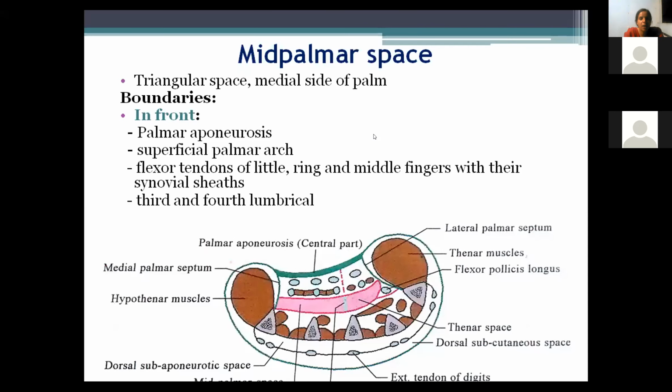We will also see the third and fourth lumbricals. The third and fourth lumbricals are also seen over this point. This is the third lumbrical and this is the fourth lumbrical you are finding, which you are seeing between the tendons of flexor digitorum profundus. Okay, these are the boundaries in front. This is our space. Is that clear? We are talking about this space and these are the boundaries.